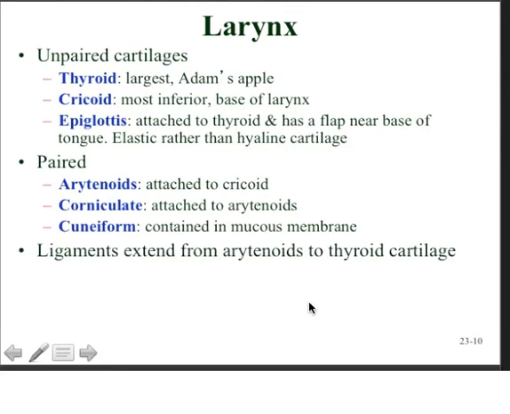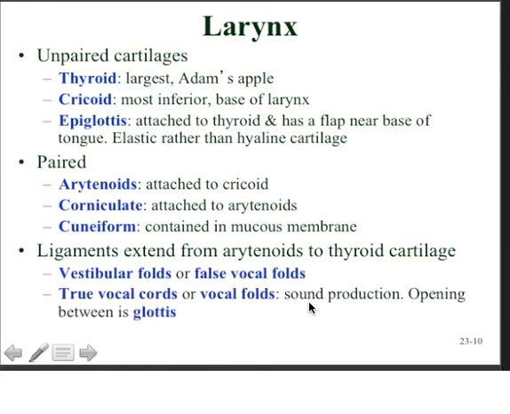Ligaments that extend from the arytenoids to the thyroid include the vestibular folds, also called the false vocal cords, and of course the true vocal cords, known as the vocal folds, that generate sound as air passes through them. They basically border the glottis. So when air rushes past these pieces of connective tissue, they vibrate, and that's what produces sound.